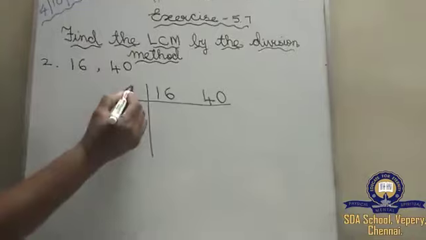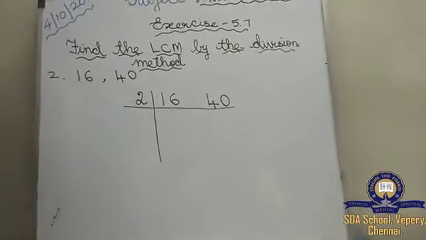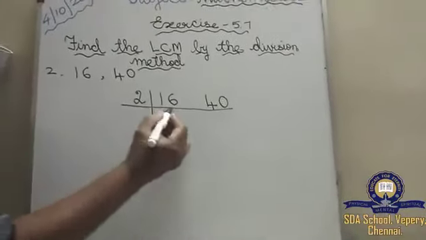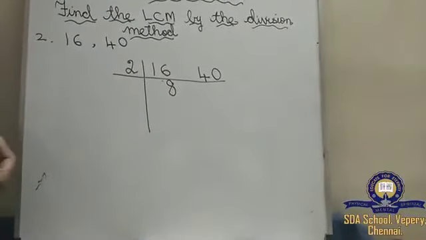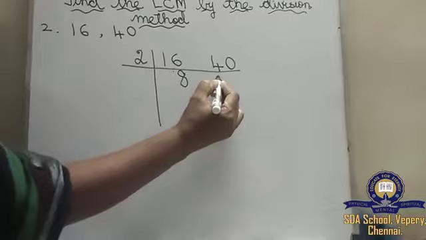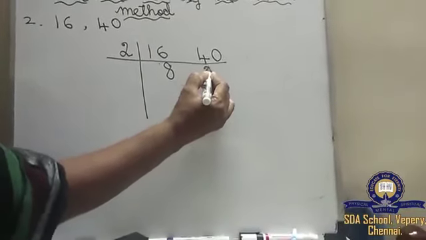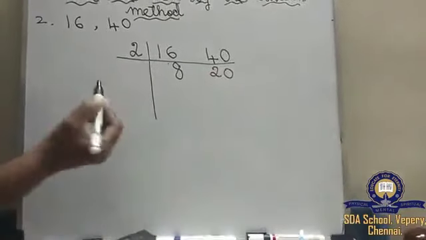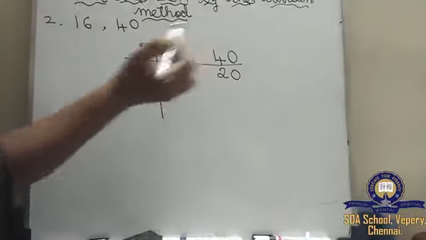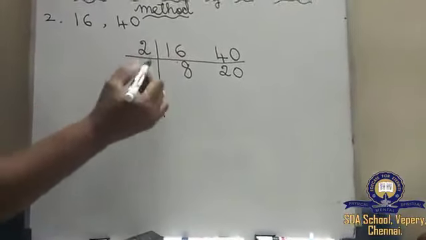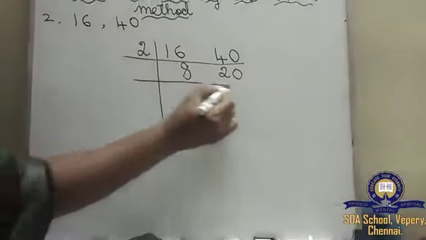No, children, it goes in 2 table. So what you have to write? 8 2s are 16. And then what will come here? 20 2s are 40. 2 2s are 4 and the 0 you have to keep. 20 2s are 40.